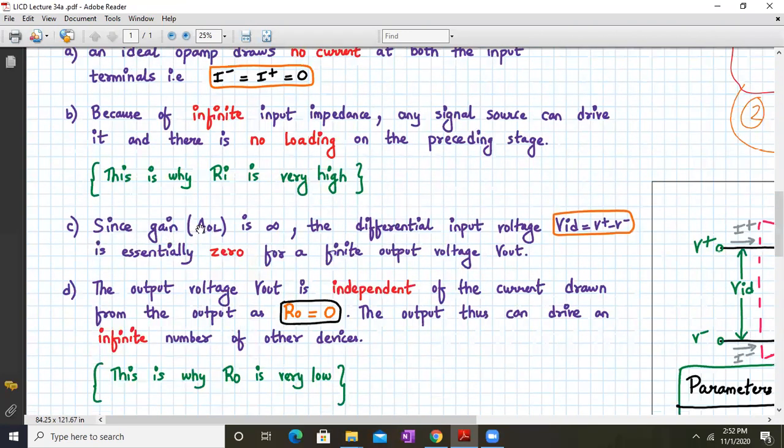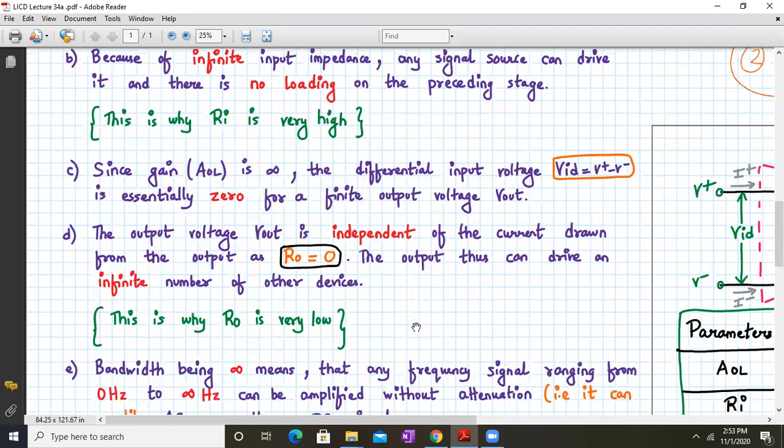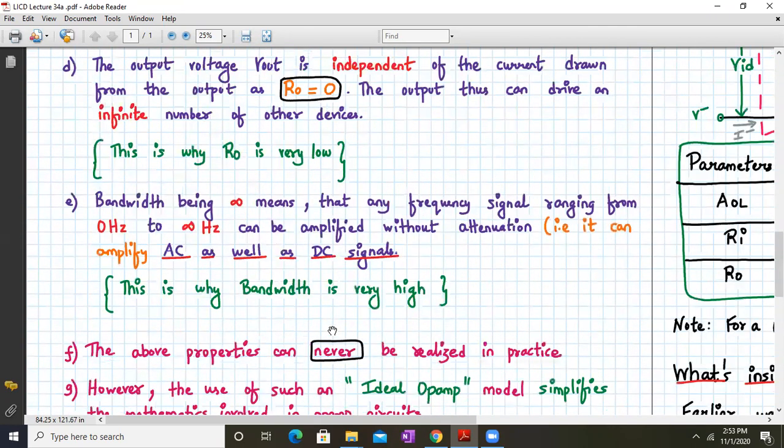Now, since the open loop gain is infinite, the differential input voltage VID equal to V plus minus V minus is essentially zero for a finite output voltage V out. Now, the output voltage V out is independent of the current drawn from the output as RO is equal to zero. The output thus can drive an infinite number of other devices. This is why R out is very low, that is, output impedance is very low.